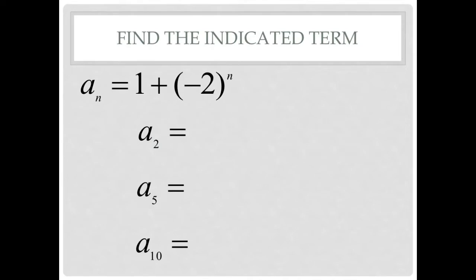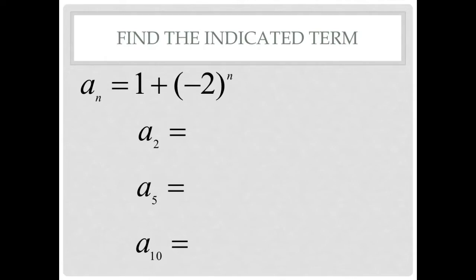Alright, this formula is a little bit more challenging. So we have 1 plus the quantity negative 2 to the nth power. I want you guys to find 3 specific terms. Find the second term, find the fifth term, and find the 10th term by plugging in 2, 5, and 10 for n respectively. Alright, hit pause now and go ahead and try that.